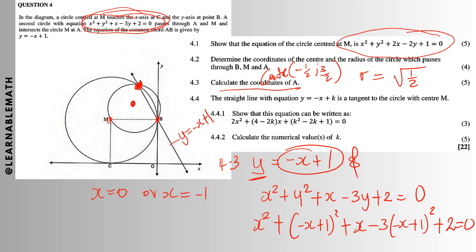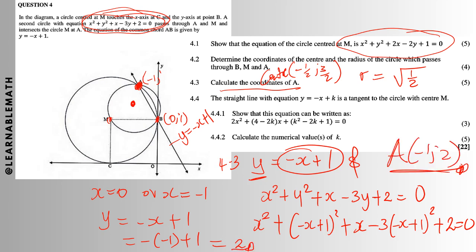Right? So obviously you know that in this case A cannot be x = 0, since that is B, where it was (0, 1). So x is negative 1 at A. To get y, you go to the equation y = -x + 1, you substitute your x, which is negative 1, and you'll get 1 plus 1, which is 2. So your A will be (-1, 2). Okay, so that will be the coordinates of A.